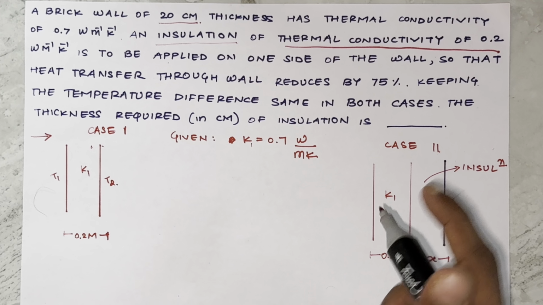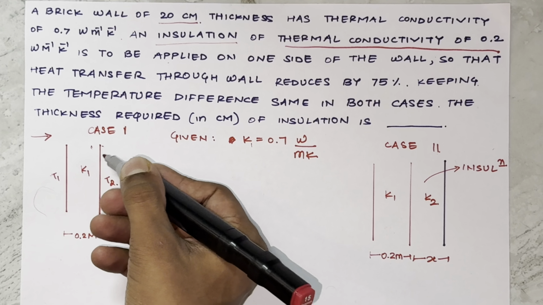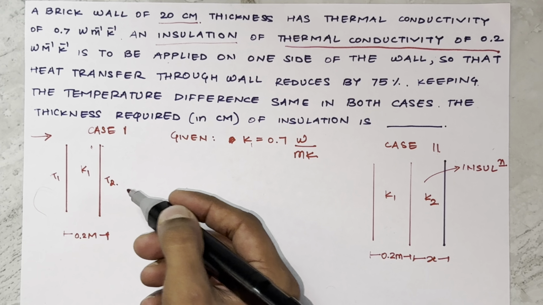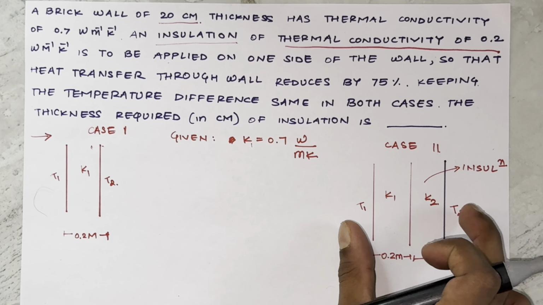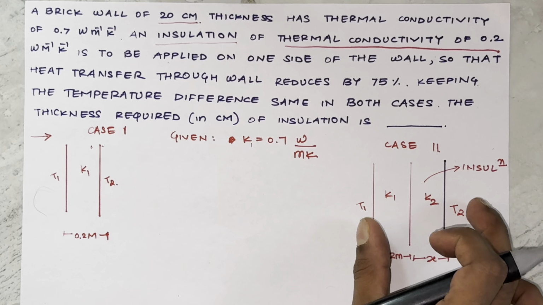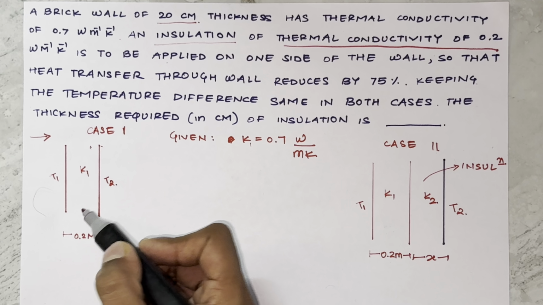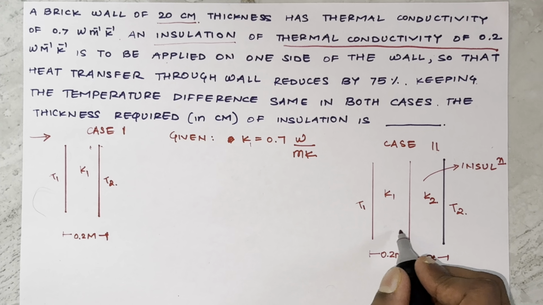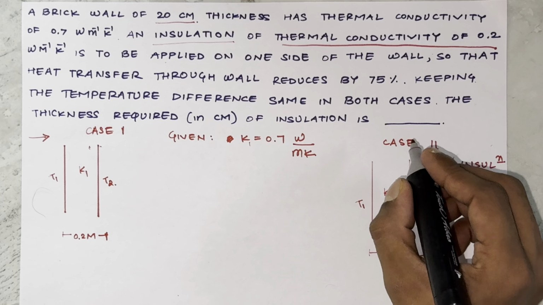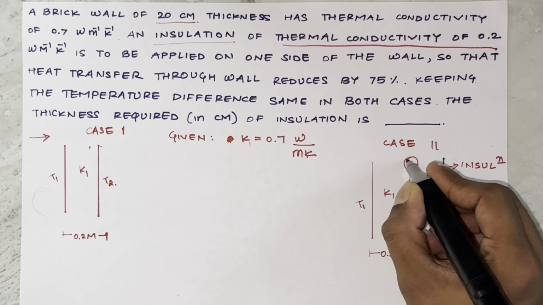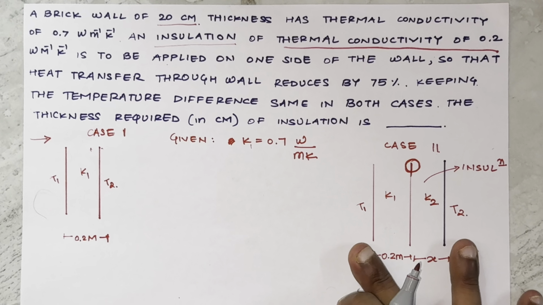Now the question says keeping the temperature difference the same in both cases. So in case 1 we have T1 and T2, and here it is also T1 and T2, but the temperature difference is across both layers. Before, it was across material 1 only. Now it is across material 1 and material 2. So we don't need to specify the interface temperature. We only have the two boundary temperatures.